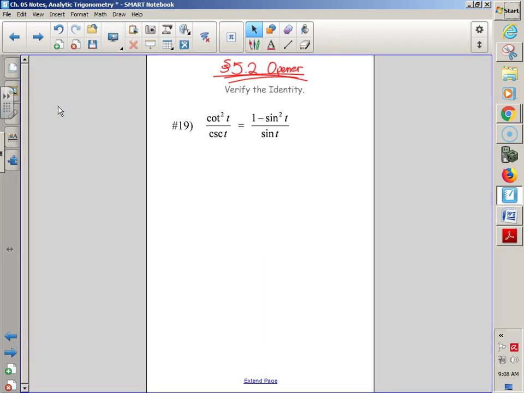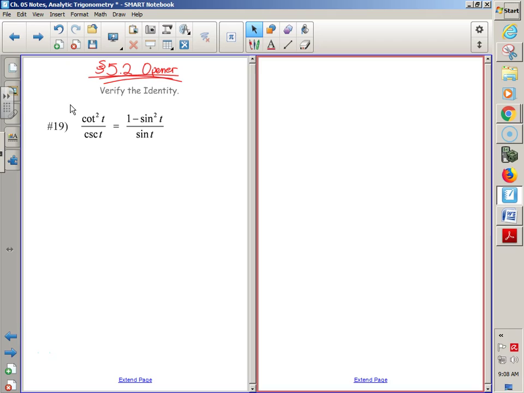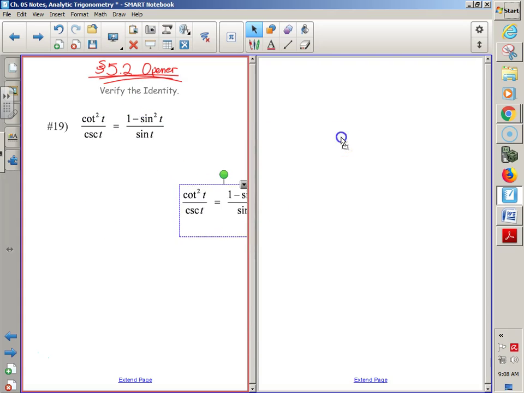Hold on. Let's do single page. And let me add a page. And then do dual page. Got it. I'm going to go ahead and copy and paste this real quick, and let's do clone. That's easier.